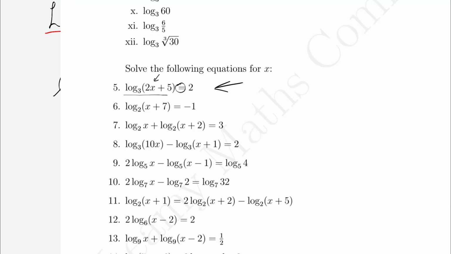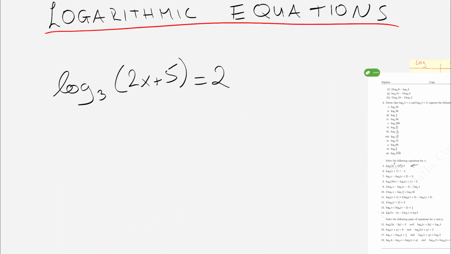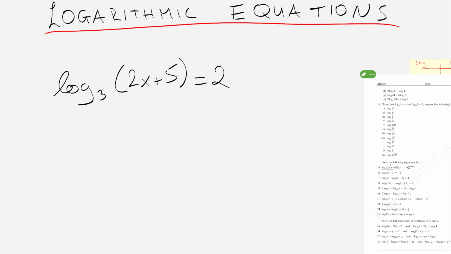Log to the base 3 of 2x plus 5 equals 2. Now this is a fairly straightforward logarithmic equation. What we're going to do is get rid of logs and turn this into an algebraic equation. That's the idea: you want to turn the logarithmic equation into a straightforward algebraic equation.